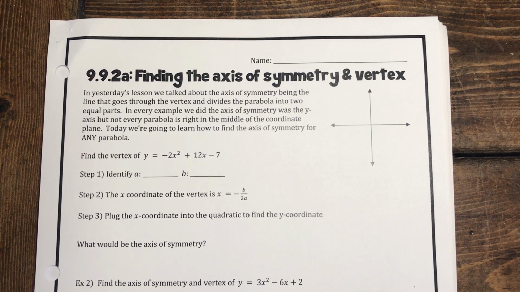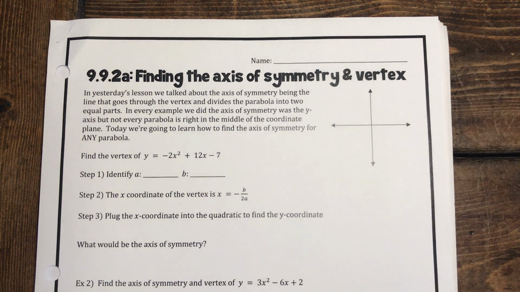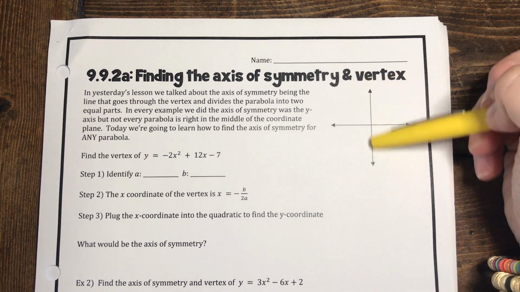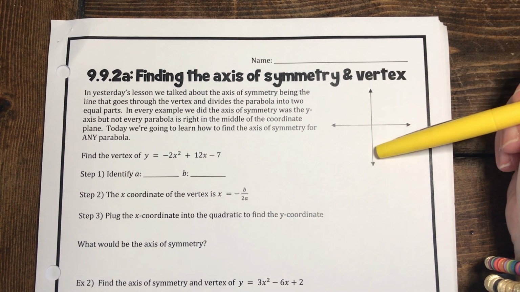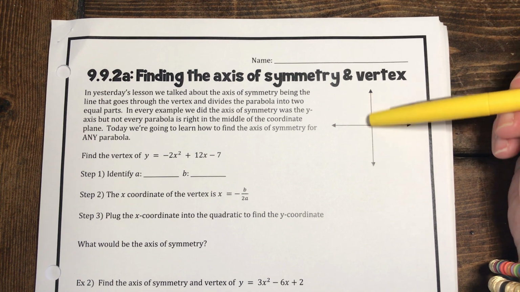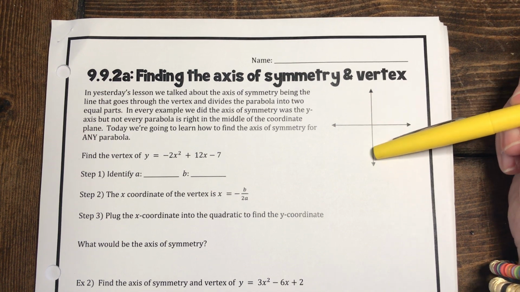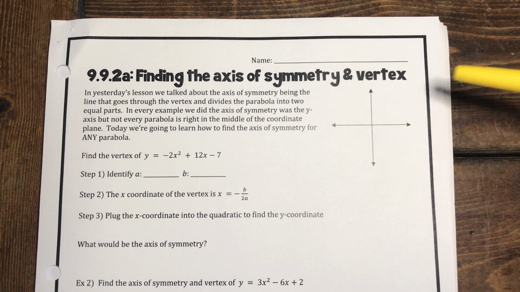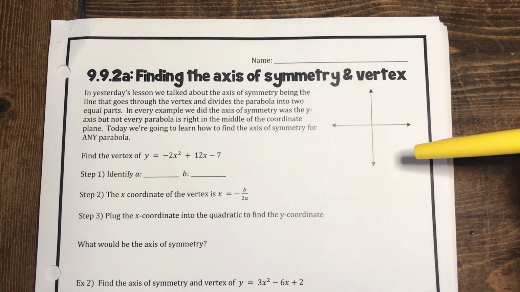Today we're going to do the first part of section 2, which is learning to find the axis of symmetry and the vertex of parabolas. Yesterday, everything that we did had an axis of symmetry that was the y-axis. All of our parabolas had their vertex on the y-axis. But parabolas can exist anywhere in the coordinate plane.